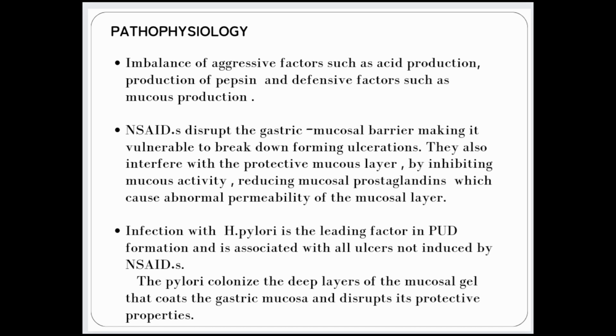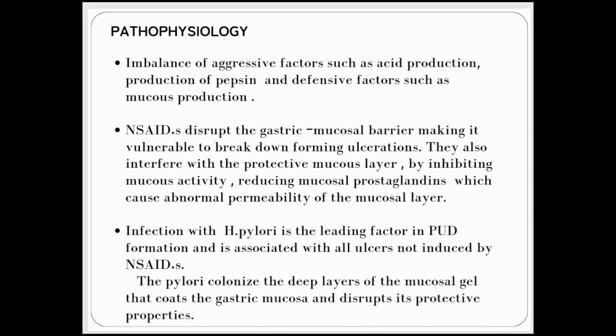Going through pathophysiology: imbalance of aggressive factors such as acid production and production of pepsin, and defensive factors such as mucus production. So these two are there because there is production of acid on one side, and then there is production of mucus on the other side. So there is an imbalance. It's not working equally.